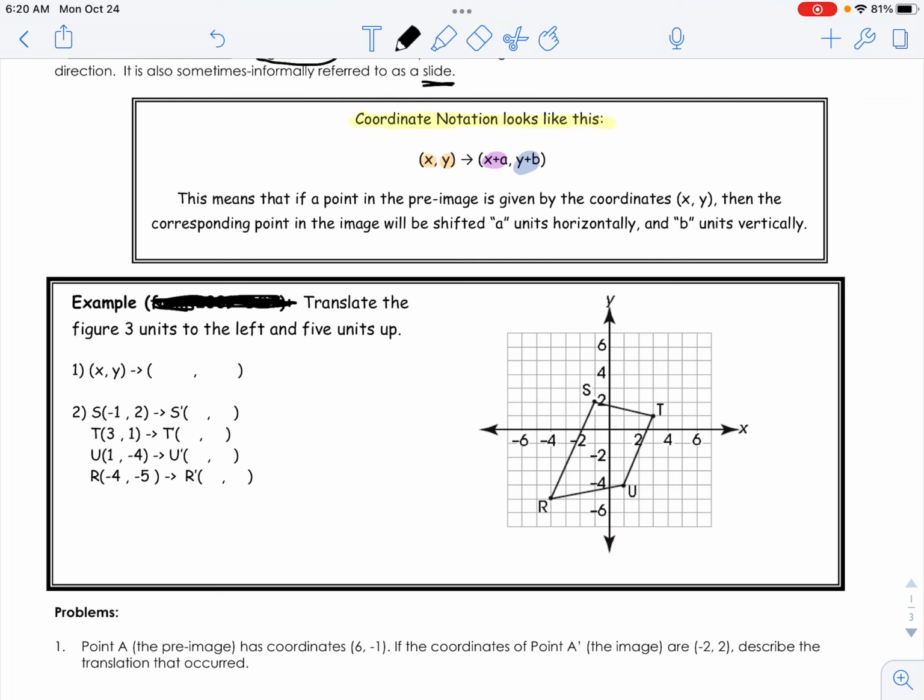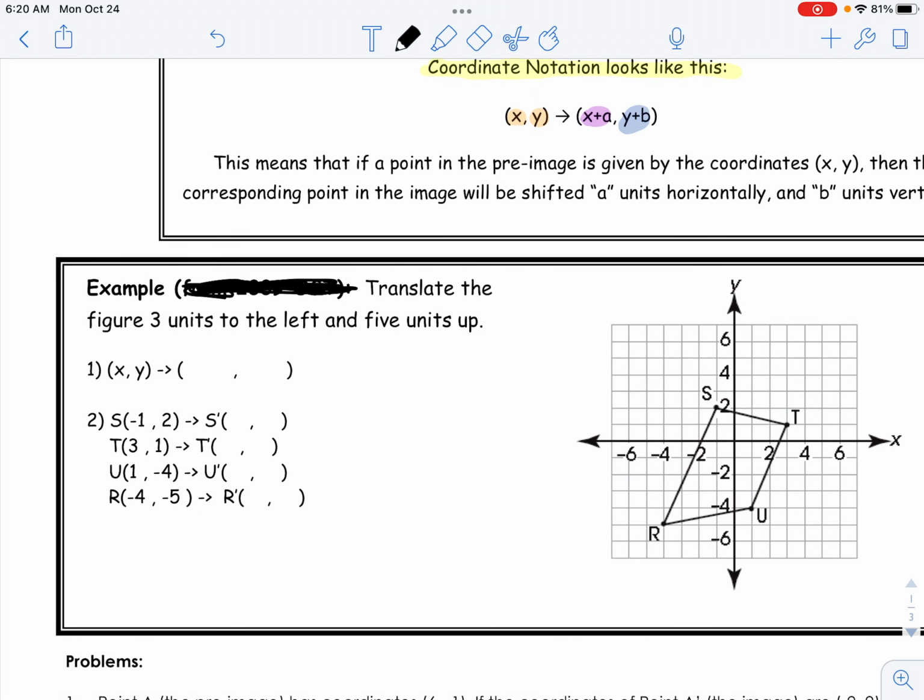We're going to translate the figure 3 units to the left. All right, so the left is this way. So when you move in a coordinate plane, this is going to be x minus 3. We're going to the left, so it's going to be minus, and 5 units up. So that means we're going to be adding 5. And we'll see the difference when we go plus and minus and stuff like that. It's a lot of just common sense.